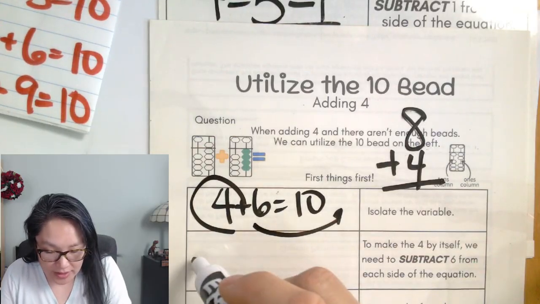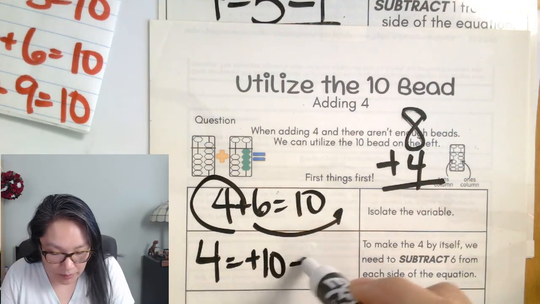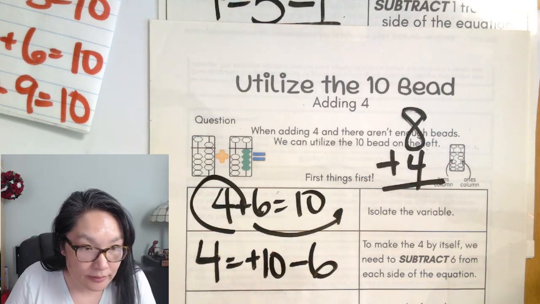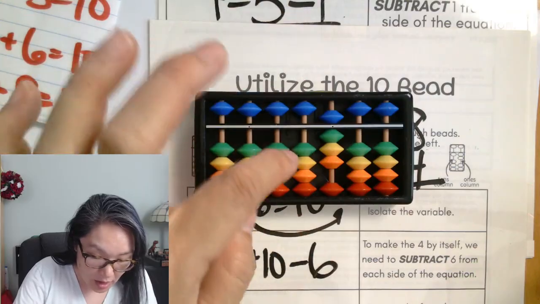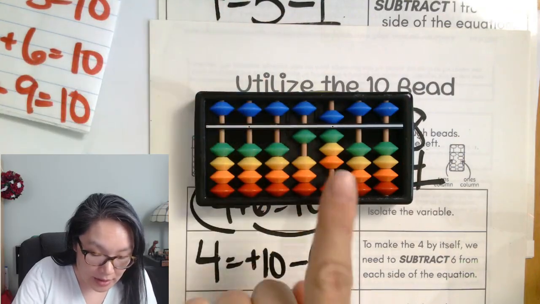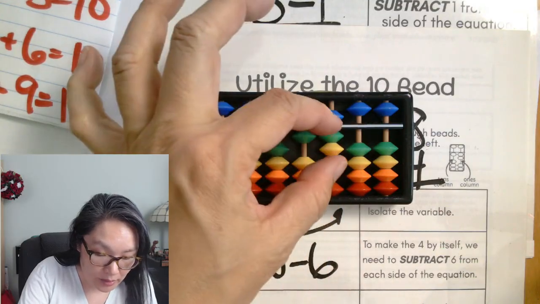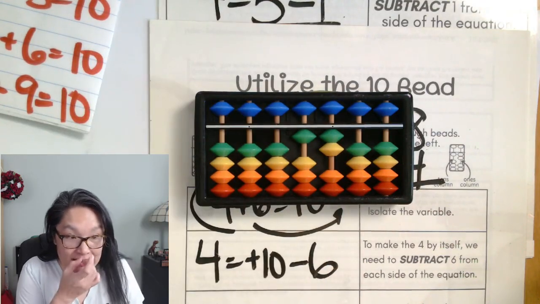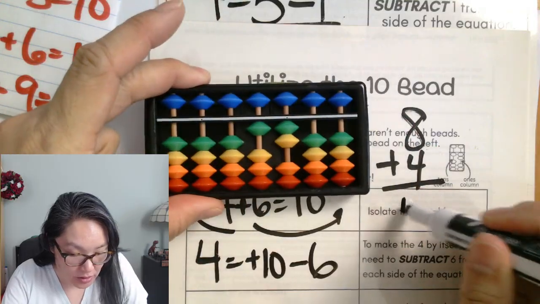When I move the 6, I'm going to rewrite it. So it would be 4 is equal to plus the 10 minus 6. That's what we did. So when we look at it, I want to plus the 10. 10 just means I'm going to the next column over. I plus the 10 and I take away the 6. And that's all I do. So my final answer is 12.